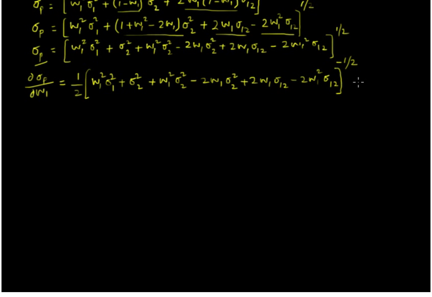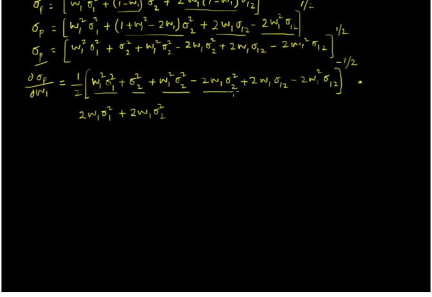We are going to have to multiply this whole thing by the derivative of the inside function. This is our inside function. So let us write the derivative of the inside function here. What do we get from this term? We get 2W1 times variance of 1 plus, what do we get from here? We don't get anything. What do we get from this term? We get 2W1 times variance of 2.